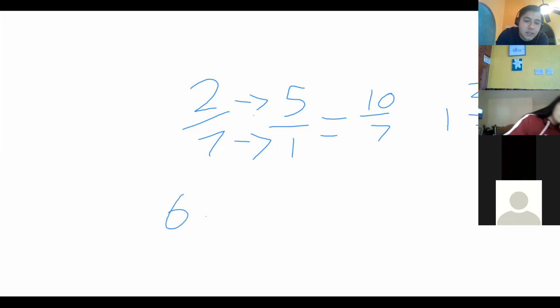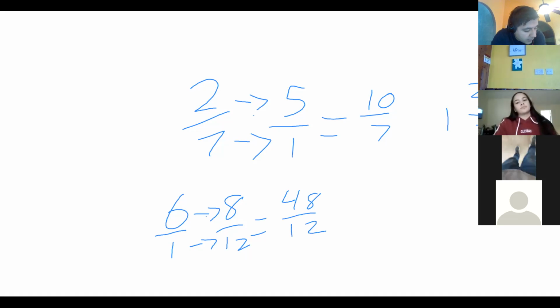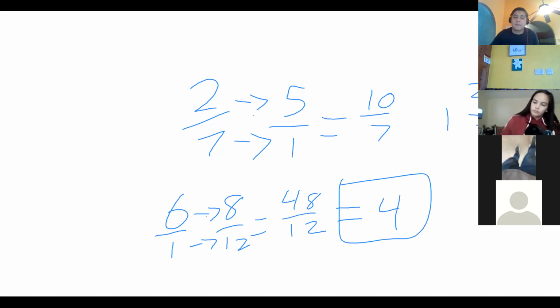Next one, say we have 6 times 8 over 12. Again, we assume that under the 6 there is a 1. So we multiply straight across. 48 over 12. Right, so 48 over 12. What does that simplify to? 4. Exactly, so 48 over 12 actually simplifies down to 4 because we can divide 48 by 12. So the answer would be 4.